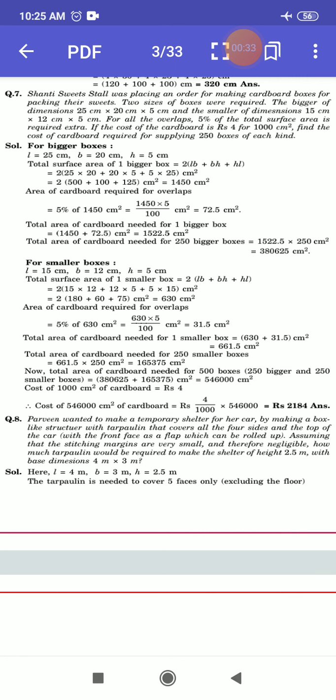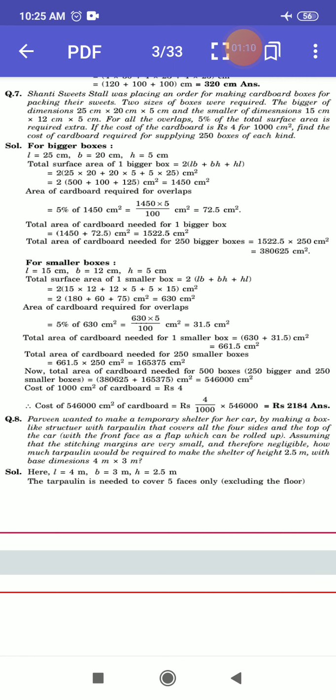So here one stall is there, Santi Sweets stall, and this stall makes a cardboard box for packing the sweets. Two sizes of box are required here. The dimensions of the bigger box are 25 centimeter into 20 centimeter into 5 centimeter, and the dimensions of the smaller box are 15 centimeter into 12 centimeter into 5 centimeter.